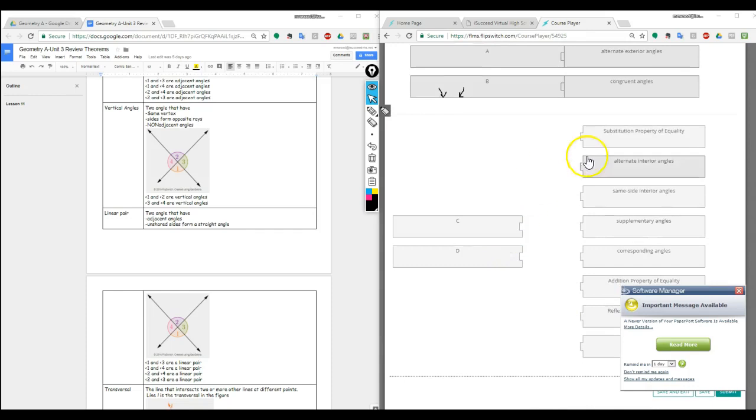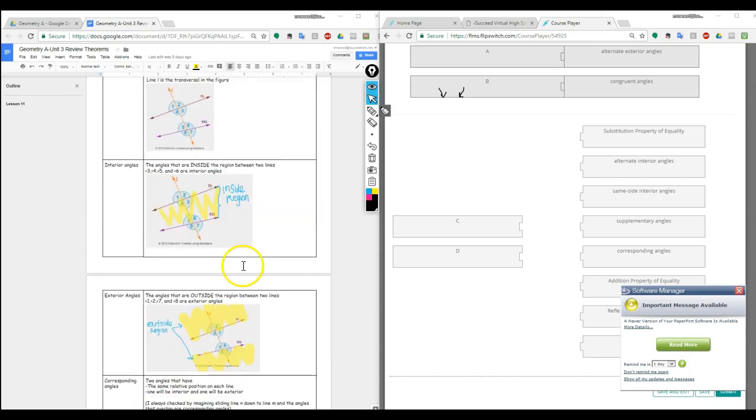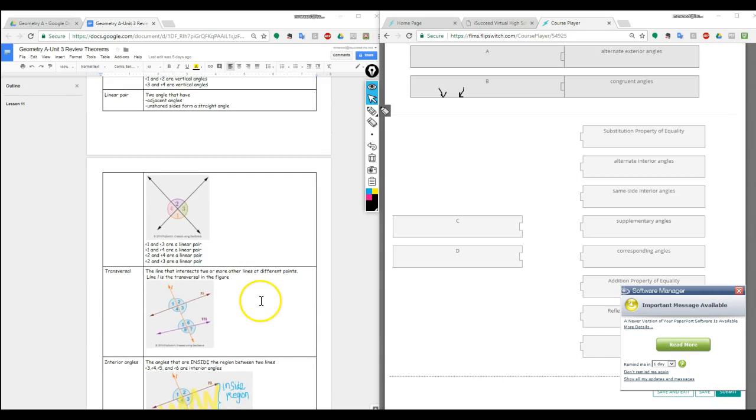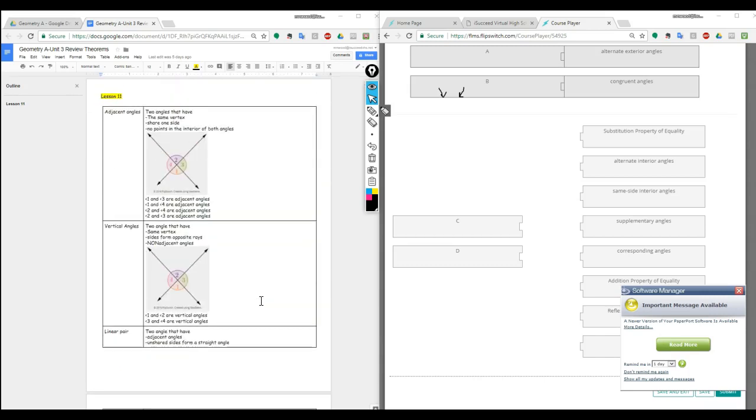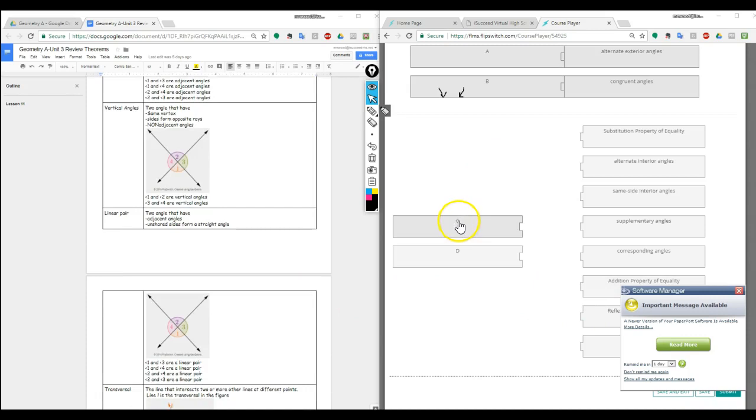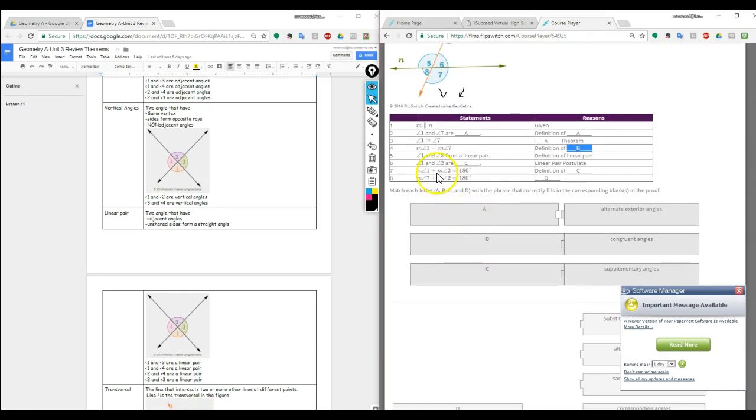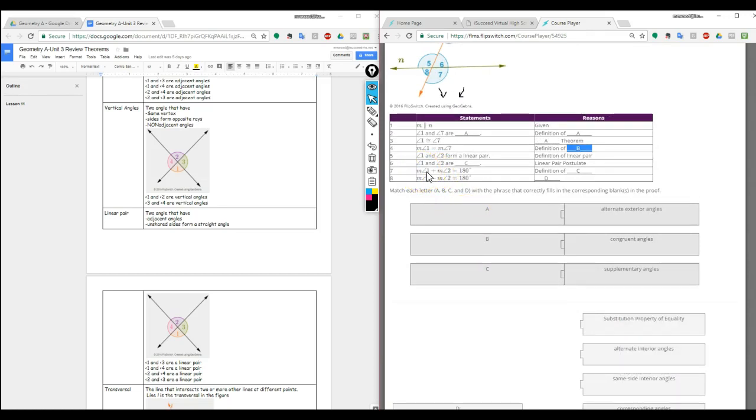So they are going to be supplementary angles because of the linear pair postulate. And then that means the measure of angle 1 plus the measure of angle 2 equals 180 degrees. If you notice on the reasons, definition of C, that is supplementary angles. Supplementary angles add up to 180 degrees.